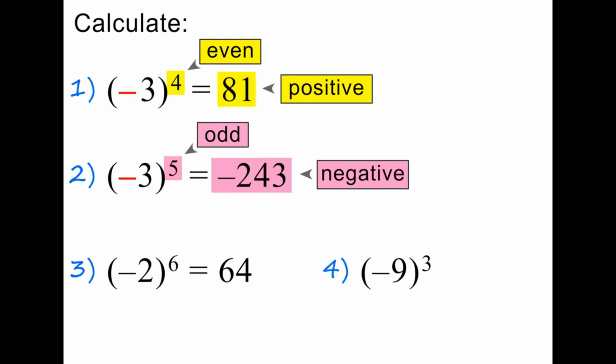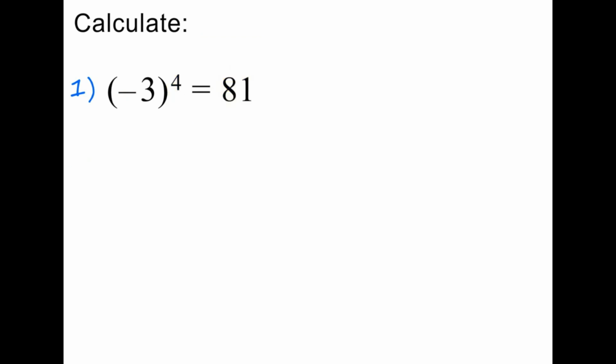In the next example, we have a negative base raised to an odd exponent. And because we have an odd exponent, the answer will be negative. Please pause to check my working. We have just calculated that minus 3 all to the power of 4 is equal to 81. The brackets tell us that both the minus and 3 must be raised to the exponent 4.